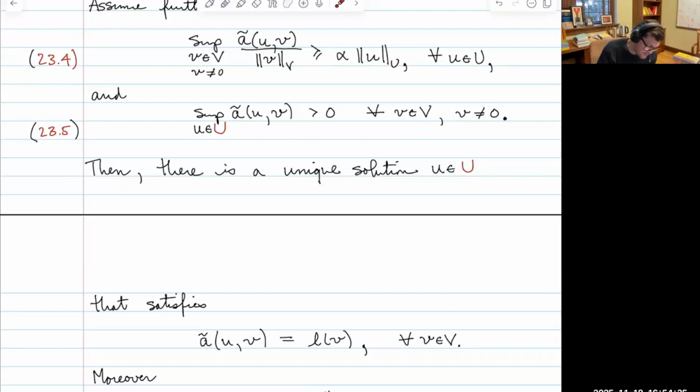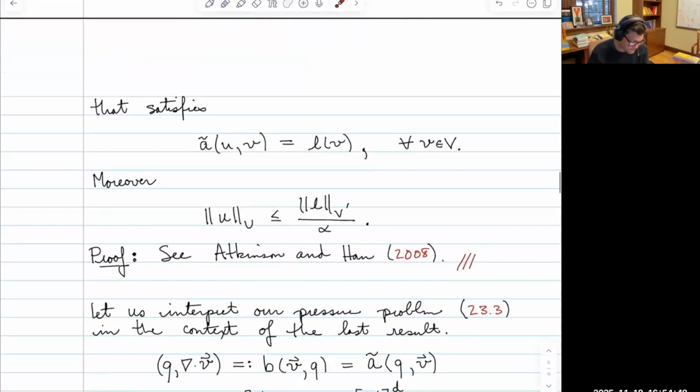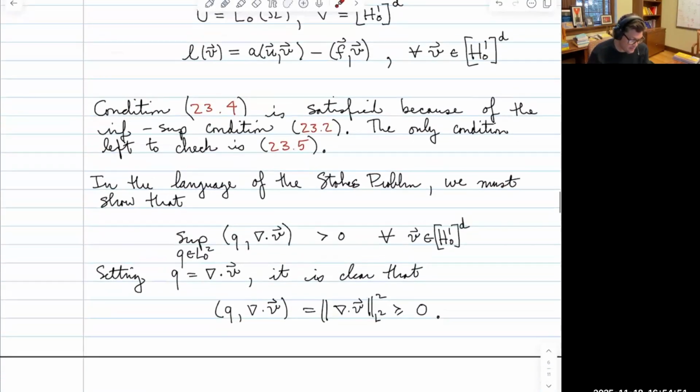So this can be thought of as a function. Now, once I take the supremum, that takes away the dependence on u, and so this is just a function of v. Okay, so this function of v has to be positive for every v. Well, if you look at it in the language of the Stokes problem, what we have to show is that the supremum over every q in L02 of this object has to be positive. That's the B bilinear form, which plays the role of A tilde that we had above. Well, we can almost get there really quickly, but we don't quite get all the way.